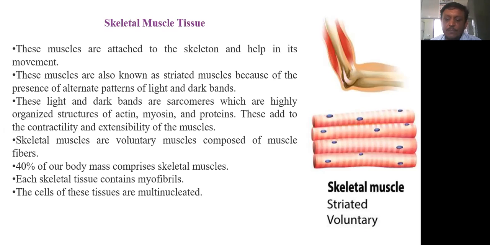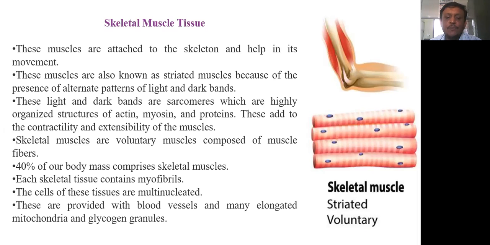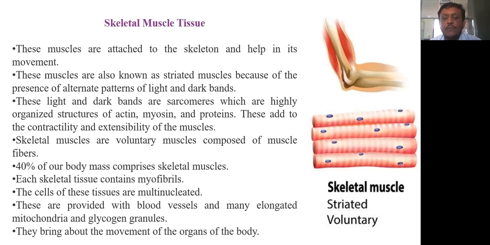So these cells are multinucleated, and they are provided with blood vessels, many elongated mitochondria and glycogen granules, which help in ATP generation during muscle contraction. They bring about the movement of organs of the body. So this is regarding skeletal muscle tissue.